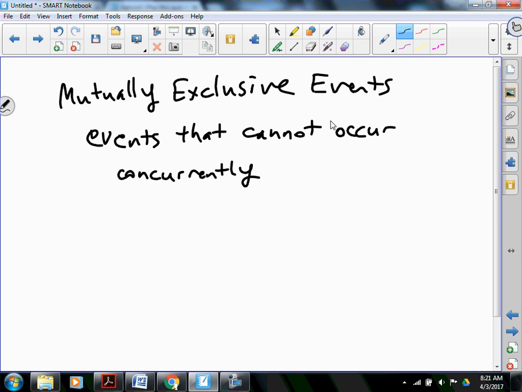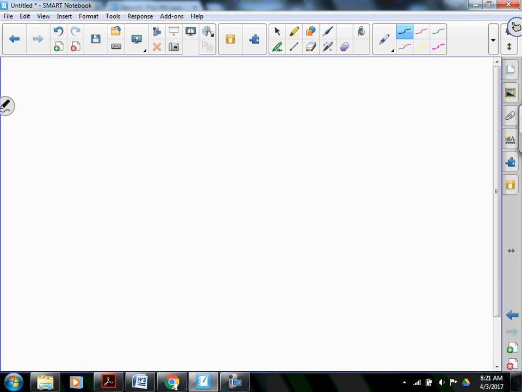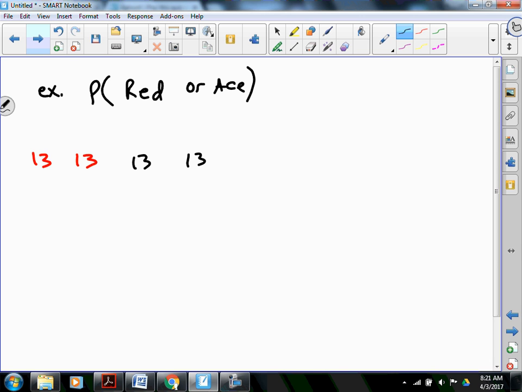So here's one last example today, and then we'll do our other Kahoot. Example: find the probability of getting a red card or an ace. Well, let's think about our deck of cards. There's 13 red ones, and there's 13 red ones. There's 13 black ones, and there's 13 black ones. And there's an ace here, and there's an ace here, and an ace here and an ace here.